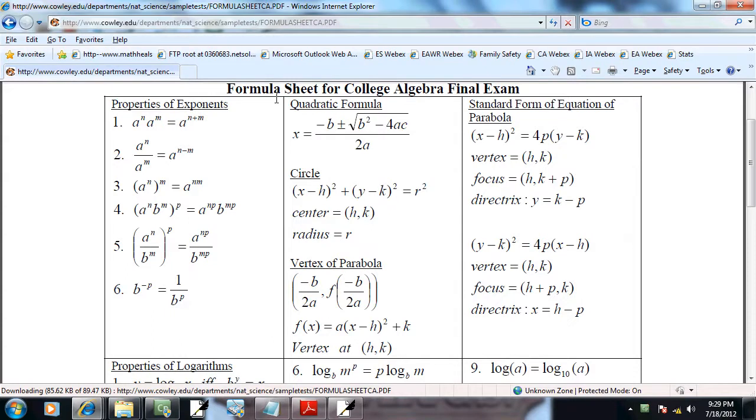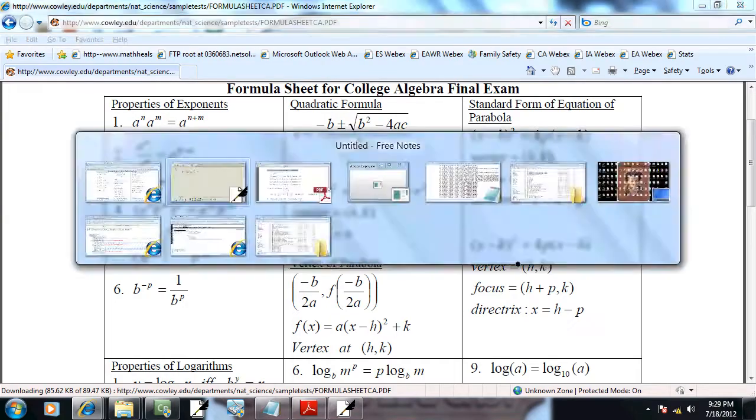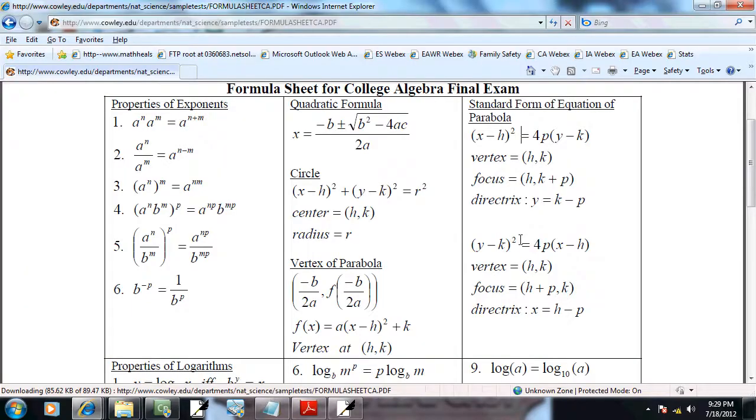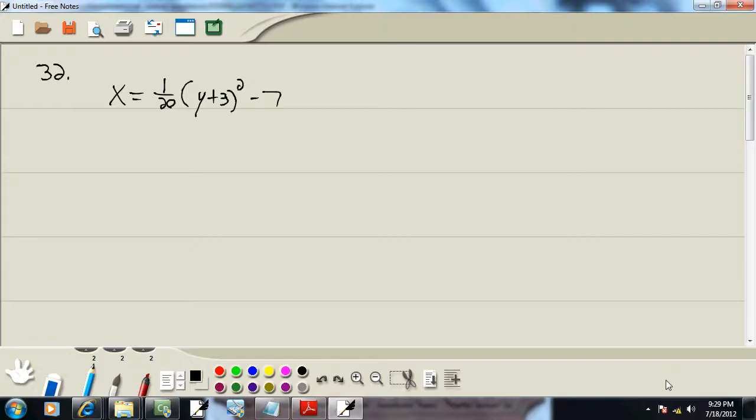Now the two formulas we'll be working with are these right here. The top formula is (x minus h) squared, and the bottom one is (y minus k) squared. What decides which formula you're going to work with is whether the square is on the x, which is the top formula, or the square is on the y, which is the bottom formula. In this problem, the square is on the y. So we're going to try to get it to look like this bottom formula: (y minus k) squared equals 4p times (x minus h).